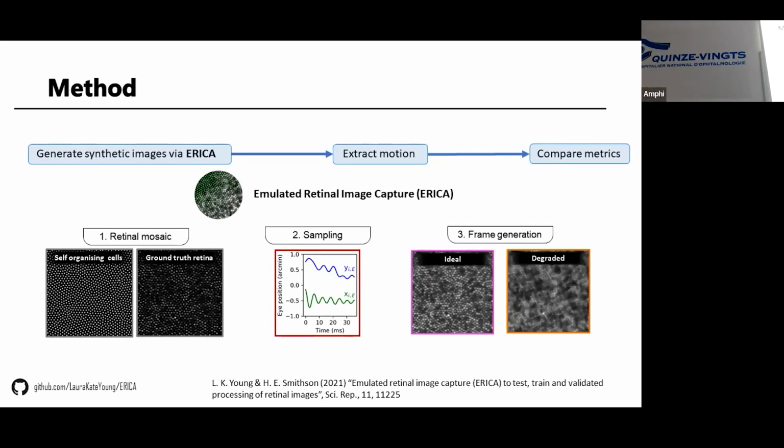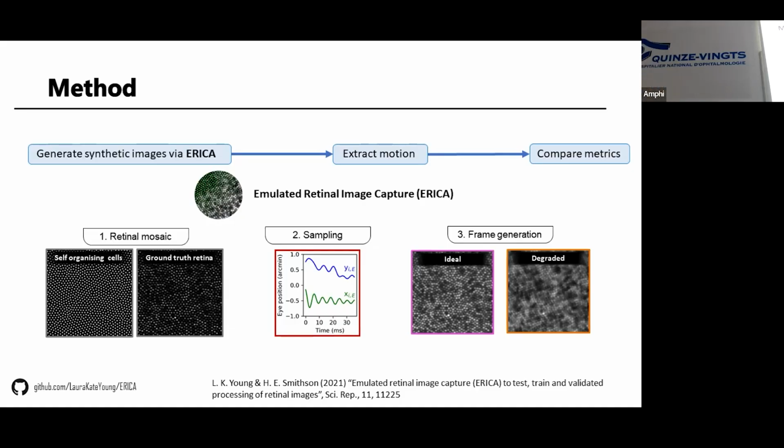Firstly, Erica generates realistic AOSLO data streams. It has a model of the retina. This is an analytical model, so we don't get sampling effects as we scan. We then introduce a series of eye movements that we add into the scanning system to simulate the movements of the eye relative to the scanner.